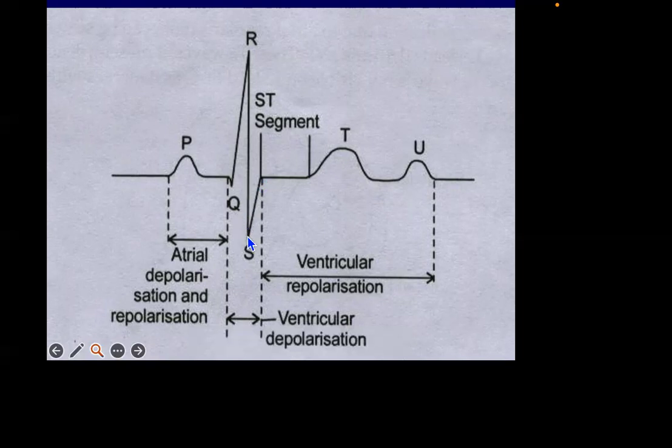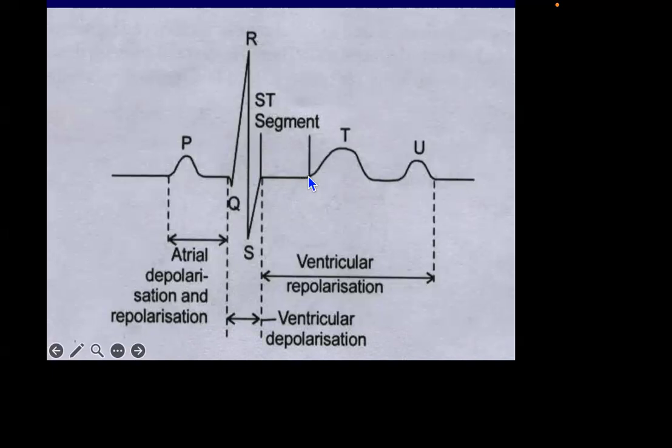This is the S wave, the last component of the QRS complex, which joins the ST segment at this point, which is called the J point. So this is the J point, and the J point is the point in which the S wave joins the ST segment in the ECG. And this is the ST segment, starts from here to here.